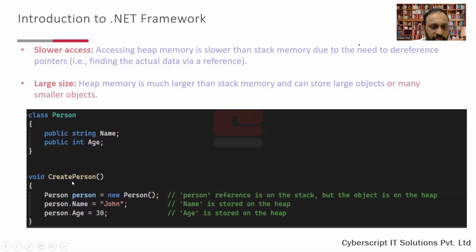So in the create person function, we are creating the object of the Person class by using the new operator. So it is a reference type variable. That's why it would be stored on the heap memory. And now we are assigning some values to the name and age attributes. So name is a string type variable, so it would be stored on the heap memory, and age is the integer type. Even though it is a value type, it is a part of the Person class. So that's why it would be stored on the heap memory.